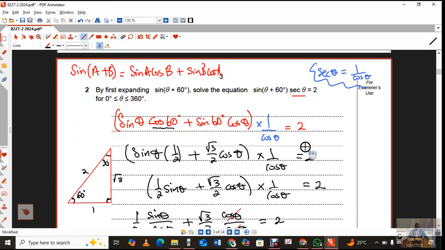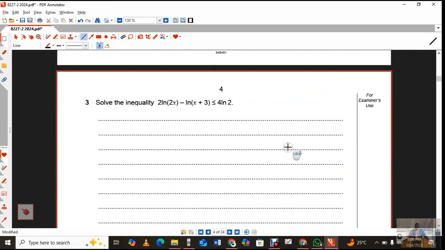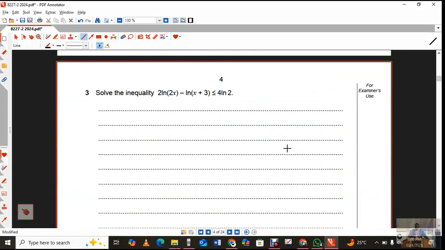I tried to go step by step so that you can see how you can calculate those angles. We're coming to question 3. We're dealing with some logs, but it's also in the form of an inequality. They are saying we should solve the inequality. So I suggest there are a few conditions that we need to consider.